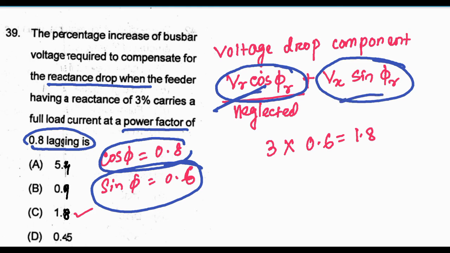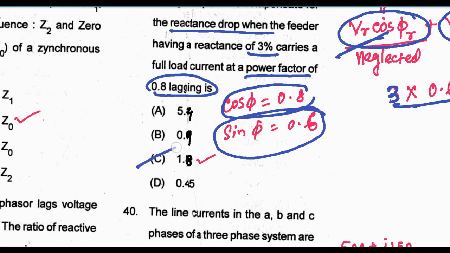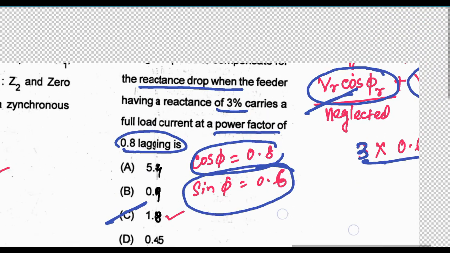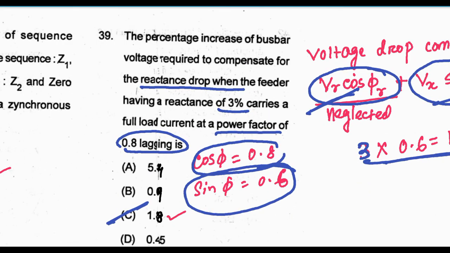What is given? 3% reactance. So Vx sin phi r is equal to 3% reactance, 3 into 0.6, that means 1.8 per unit. 1.8 per unit voltage increase in bus bar voltage is required to compensate the reactance drop.